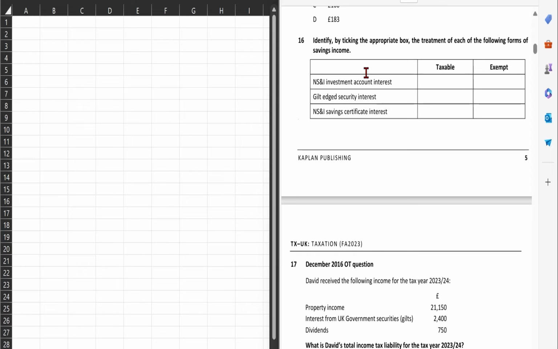The first one is National Saving and Investment Account Interest. The name I pronounced earlier was National Saving Certificate Interest, not account interest. So it will be taxable. Then Gilt Edge Security Interest. I think this is exempt from CGT, not from the income tax. So it will be taxable. NSNI Savings Certificate Interest will be exempt. So it was in the list which I pronounced earlier, right?